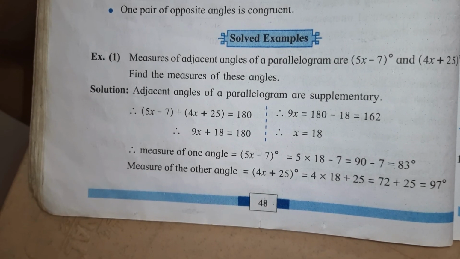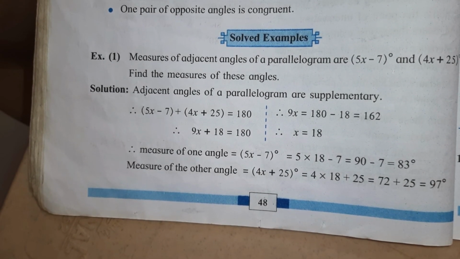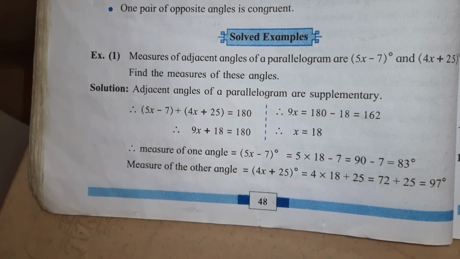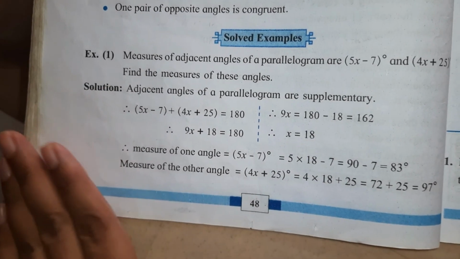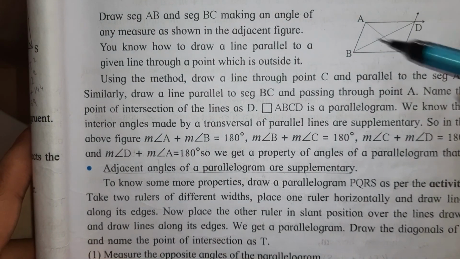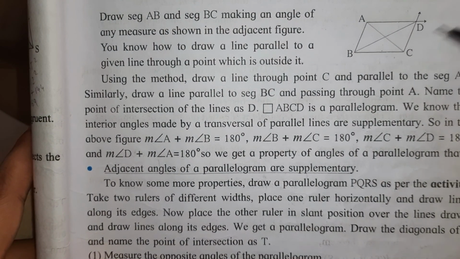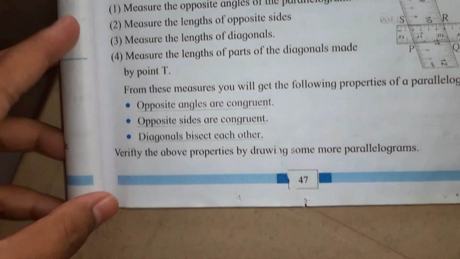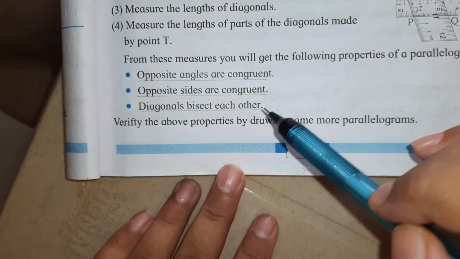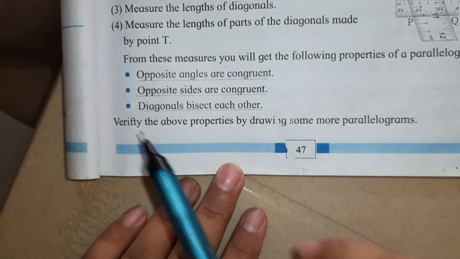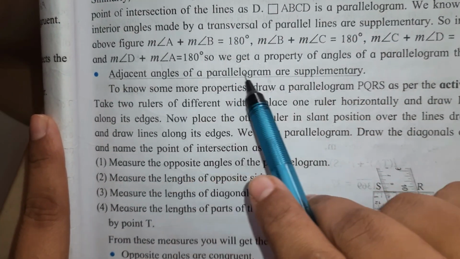Hello students, in the previous lecture we have studied some properties and the definition of parallelogram, trapezium and kite. So what is a parallelogram? If the opposite sides of a quadrilateral are parallel, then it is called a parallelogram. And what are the properties? Opposite angles are congruent, opposite sides are congruent, diagonals bisect each other, and adjacent angles of a parallelogram are supplementary.